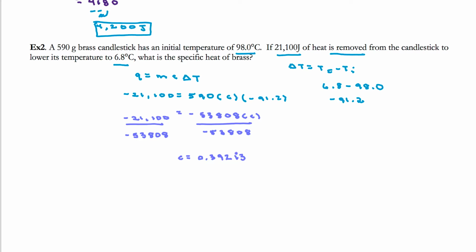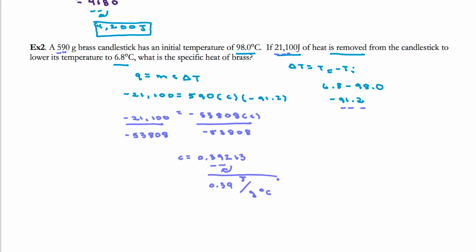13. Okay, keep in mind 590 has 2 sig figs, negative 91.2 has 3 sig figs, and then my heat has 3 sig figs. So my final answer needs to have 2 sig figs. So my specific heat is 0.39. Keep in mind, to get my specific heat, I divided my heat in joules by the mass in grams and by the temperature in degrees Celsius. So those are the units for my specific heat, joules per gram degrees Celsius.